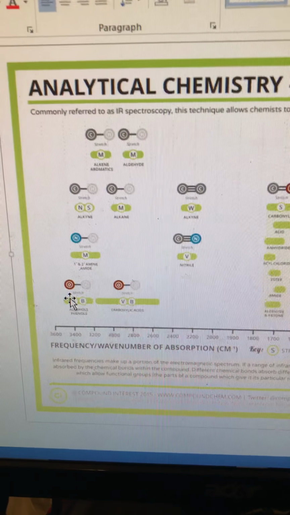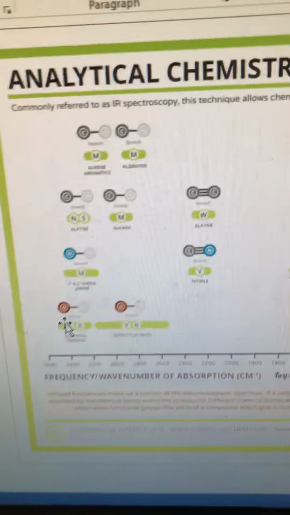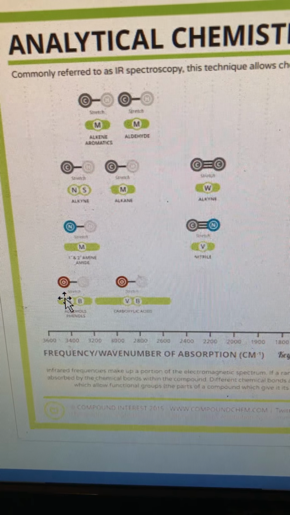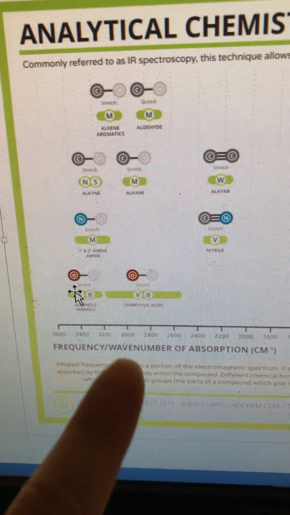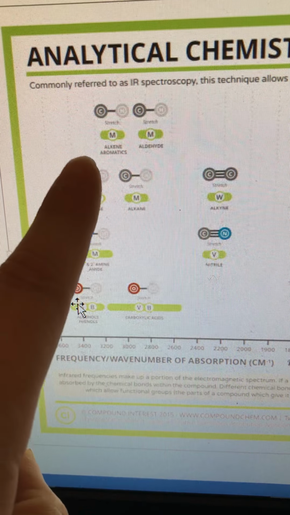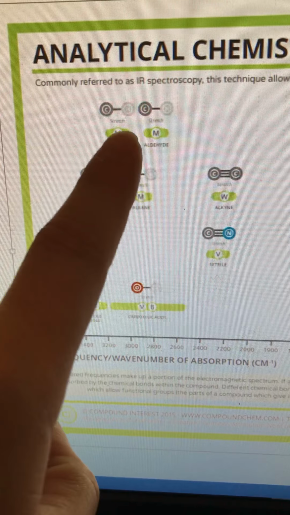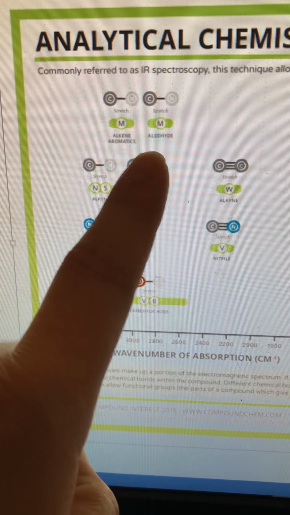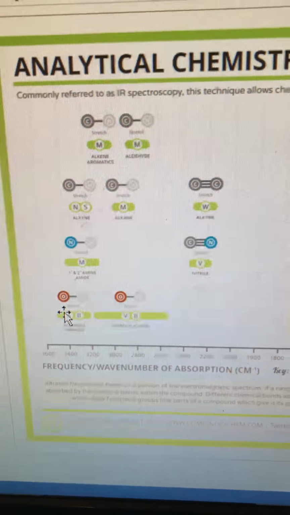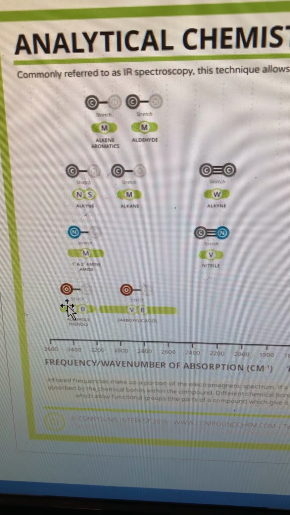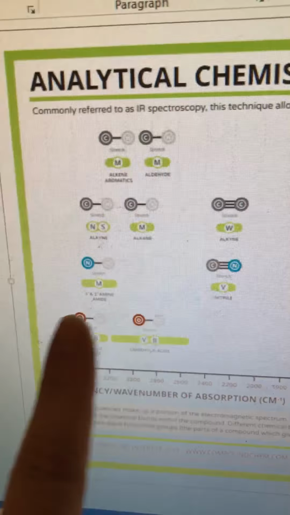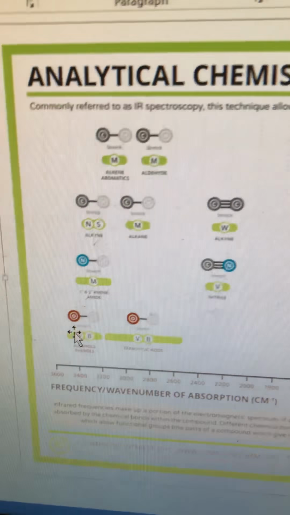As you can see here, each different region or zone has different chemicals that'll be displayed within it, such as you can see aromatics are often found in zone number 1 or 2. You'll also see that alcohols are found in zone number 1.